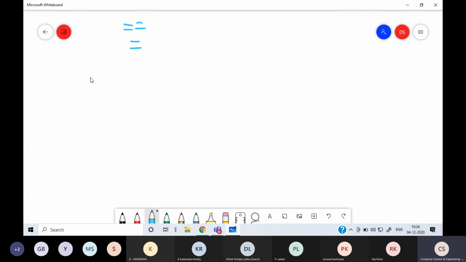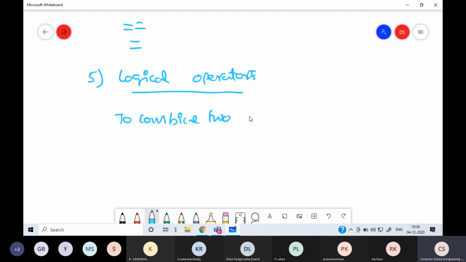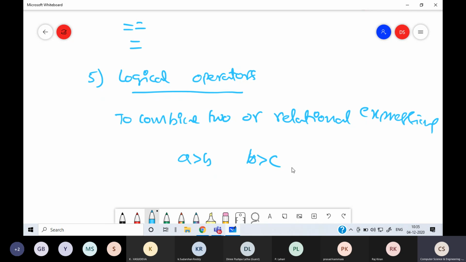Next, that is the fourth kind of operators. Next is logical operators. Now, when you take the logical operators, generally we use these logical operators to combine two or more relational expressions. So we want to combine multiple relational expressions which we have built, like A greater than B, and also check whether B is greater than C, something like this. I want to combine these two.